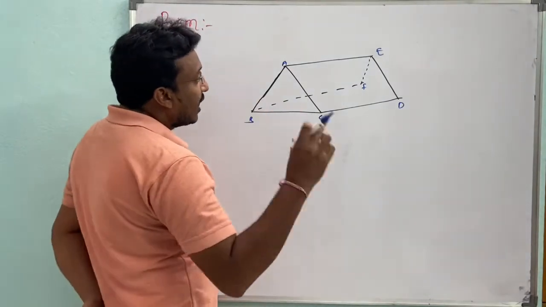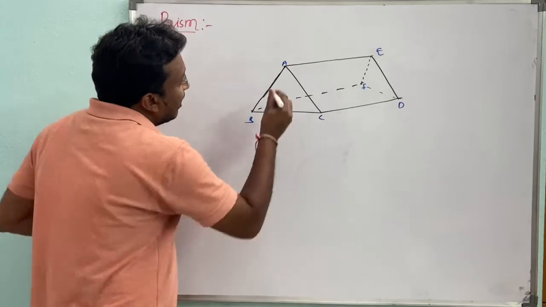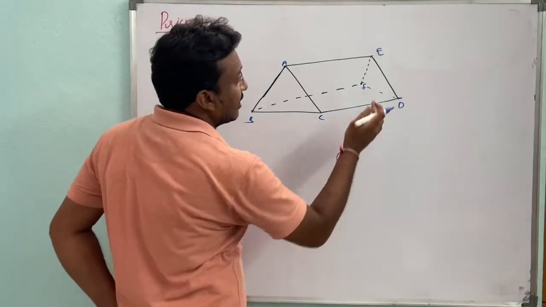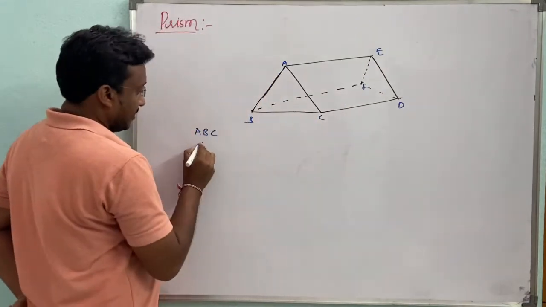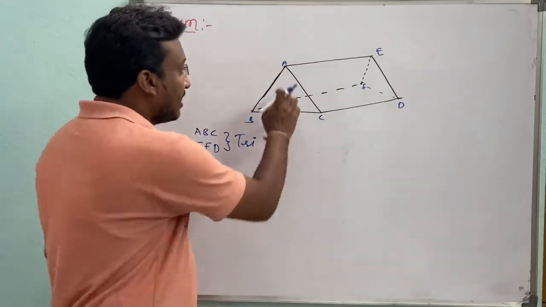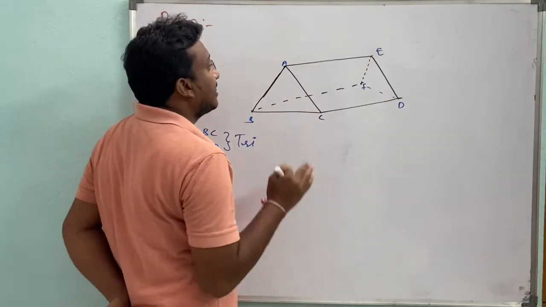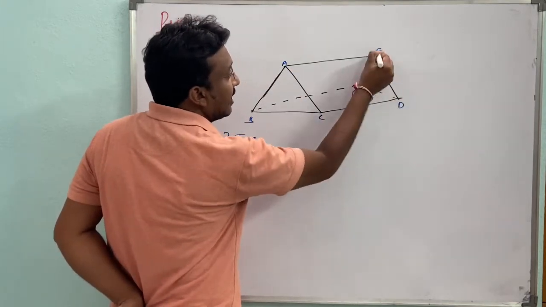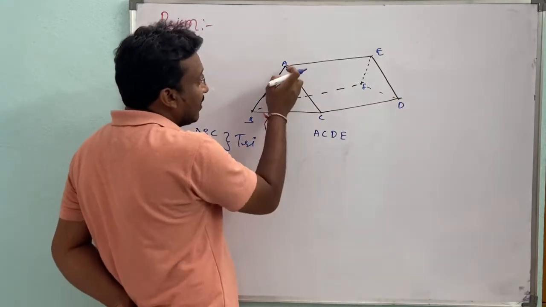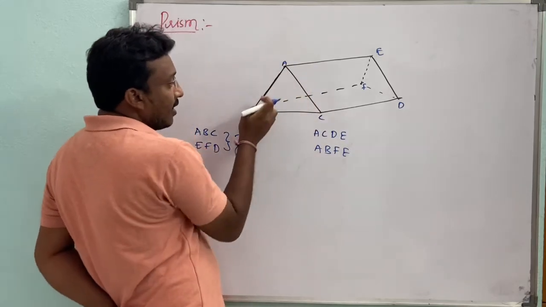As I said, the prism consists of two triangular surfaces, A, B, C and E, F, D, and three rectangular surfaces. One rectangular surface is A, C, D, E, and one more rectangular surface is A, B, F, E.